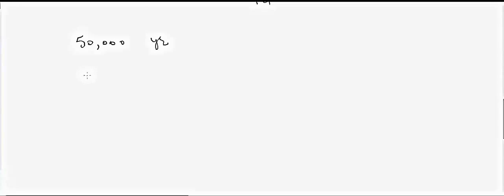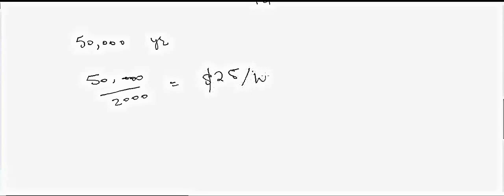The rule is very simple. All you need to do is divide it by 2000. So if you divide 50,000 by 2000, that will give you $25 per hour. So that will be your hourly salary. And how did I come up with this number? Because approximately there are 2000 hours per year.